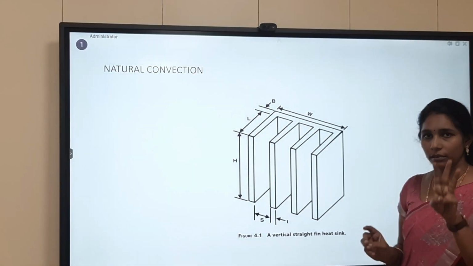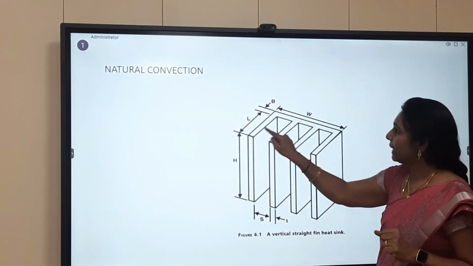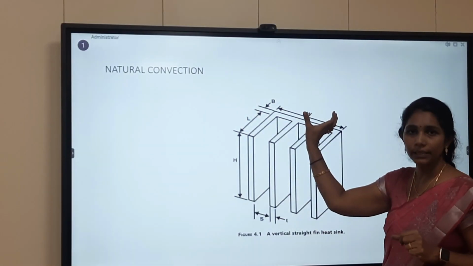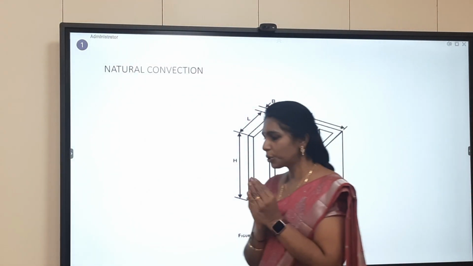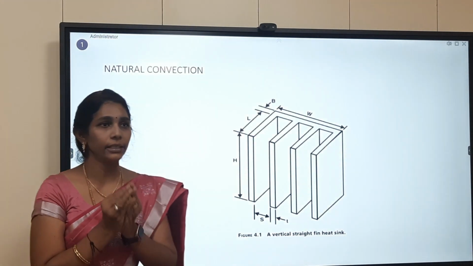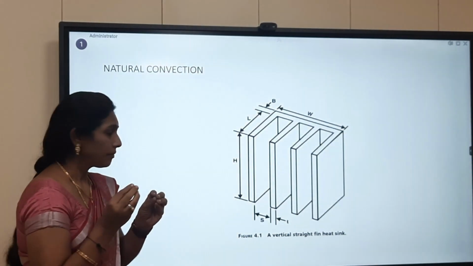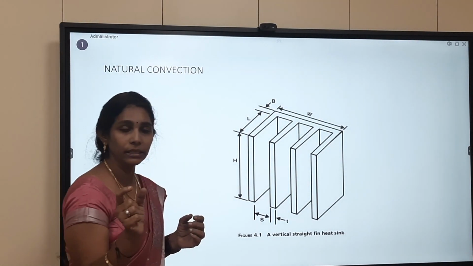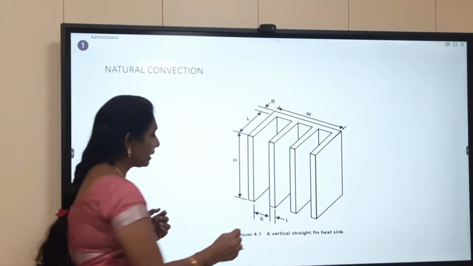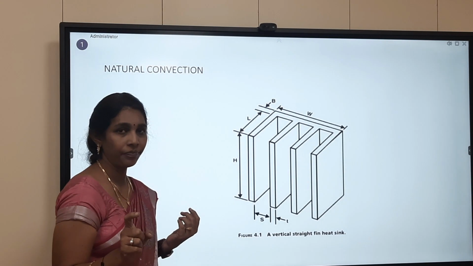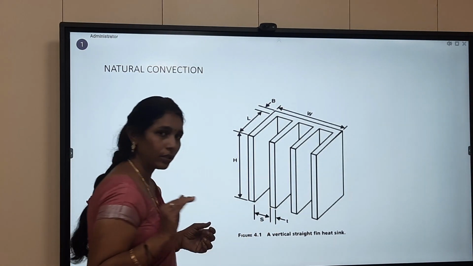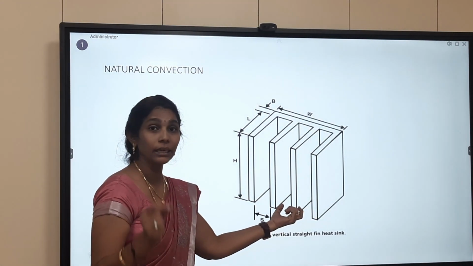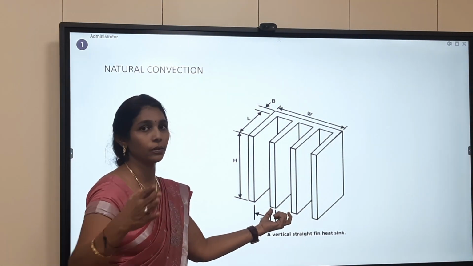The 3 major parameters are the length, height and width of the heat sink. We usually keep the length, width and height of the heat sink constant. We are going to vary something called this distance S. That distance is called the fin spacing. The spacing is going to vary. Of course, the thickness of the fin can also be changed. When the spacing varies, the number of fins used is going to be different.